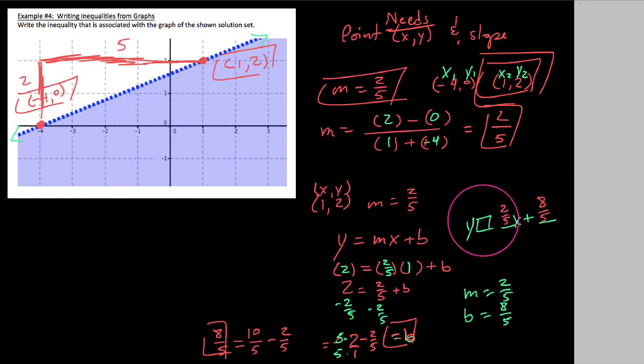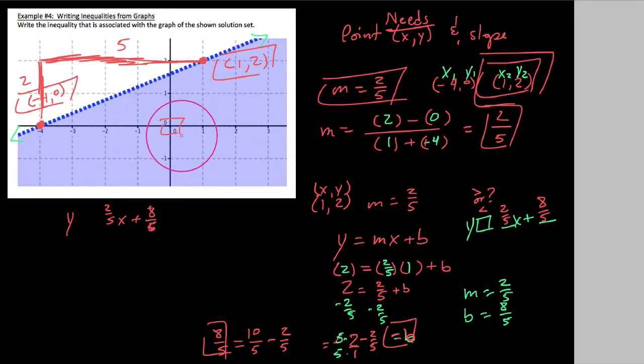So now the question really becomes this. Should I put a greater than or a less than? And that's really the question. So we say, well, in previous videos what we did was we tested a point. And so what I'm going to do is I'm going to carry this over here closer to our graph. We say y something 2/5 x plus 8/5, but the question is, what should we put in here?